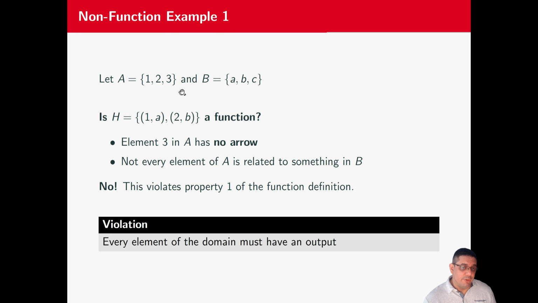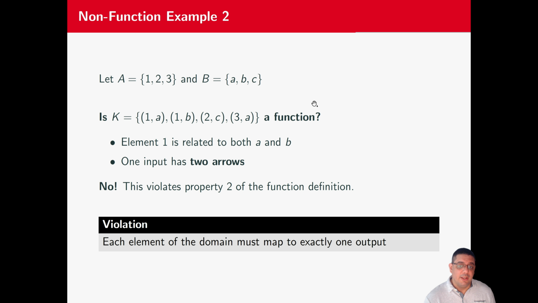Consider A equals {1, 2, 3} and B equals {a, b, c}. We want to know if {(1, a), (2, b)} is a function. And that's not going to be a function because it violates the fact that 3 has no output.